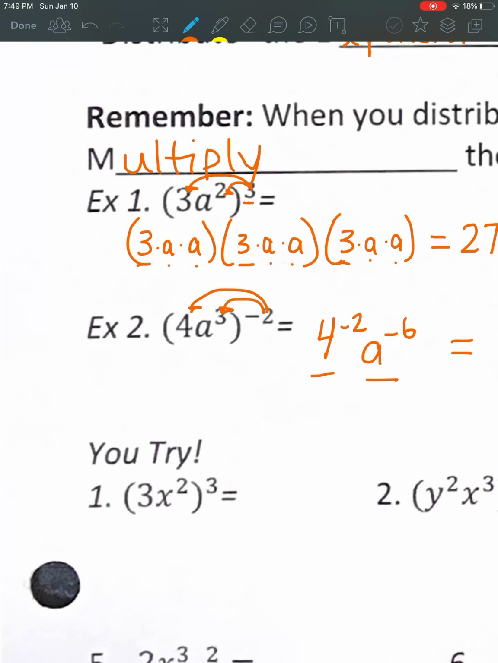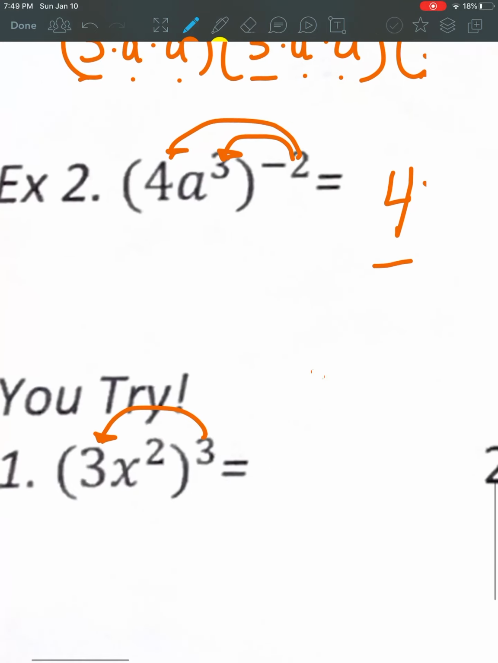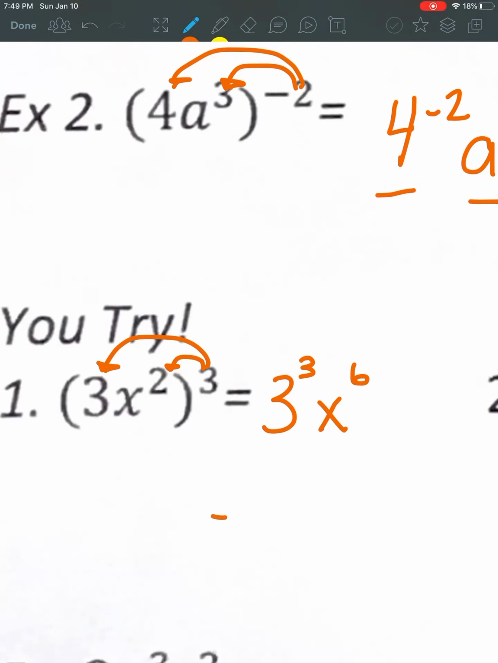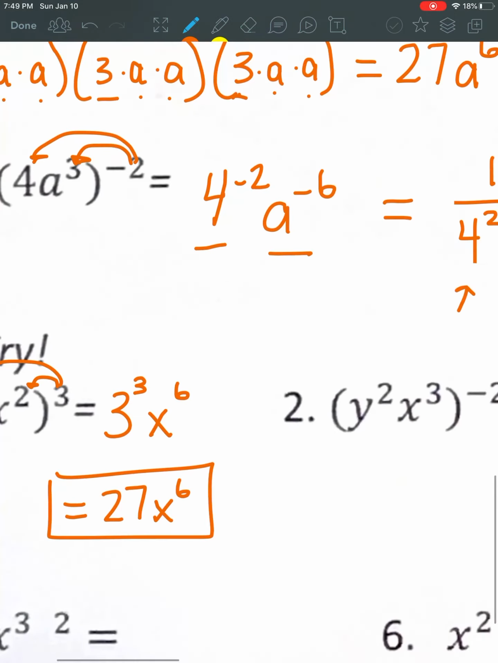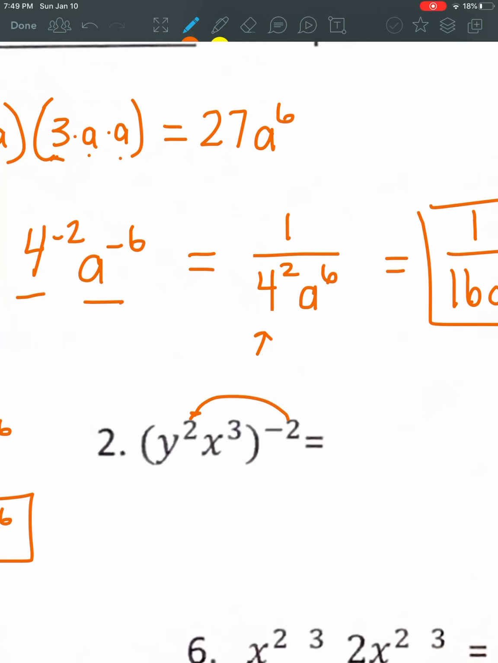So this one, boy, is very similar to the example we did up there. I was a little confused for a second. So we'd have 3 cubed, and then we'd also have x squared to the 3rd power, so we multiply. Now I'm going to take it a step further because 3 cubed we can do. And like I said, very similar to that first example we did above.